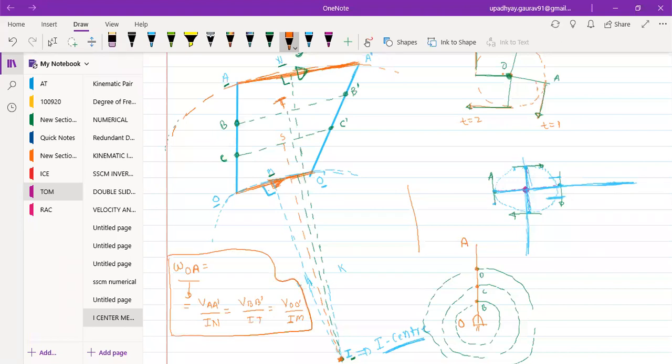ये सारे आपस में बराबर होंगे या अलग अलग होंगे? All will be same because at each point linear velocity is different and the radius is different. So the ratio of all comes out to be the same, which will be the angular velocity omega OA. Yes or not? So I hope that till now everything is clear to you.